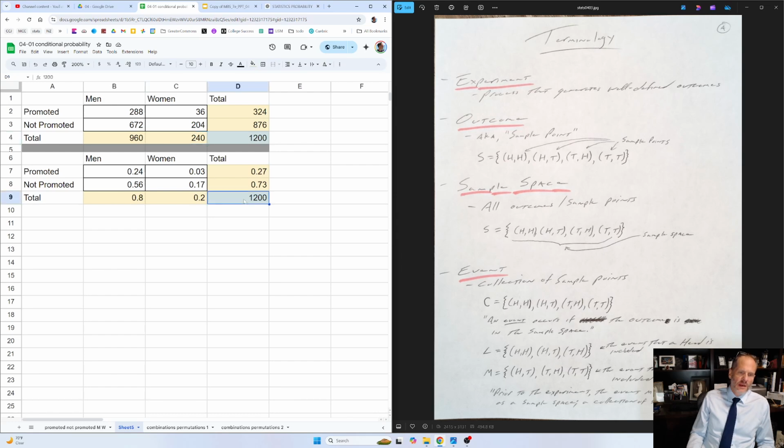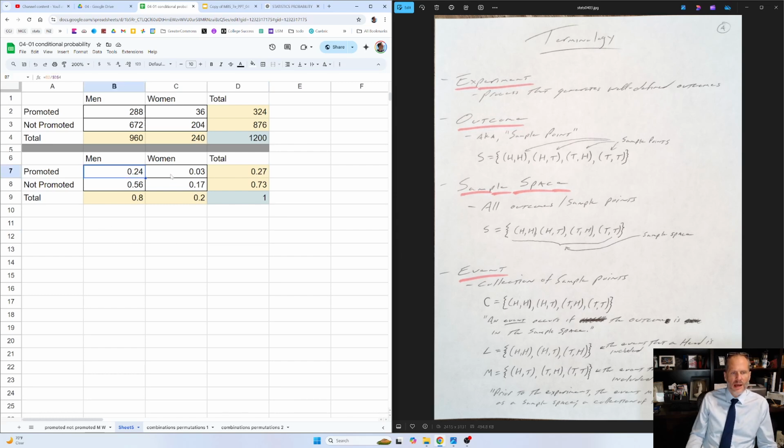So here I could do, also I just realized that this should be 1,200 divided by all 1,200, and that's just going to give me 1. And 0.27 plus 0.73 is 1, and 0.8 plus 0.2 is 1, so that's all checking out again.